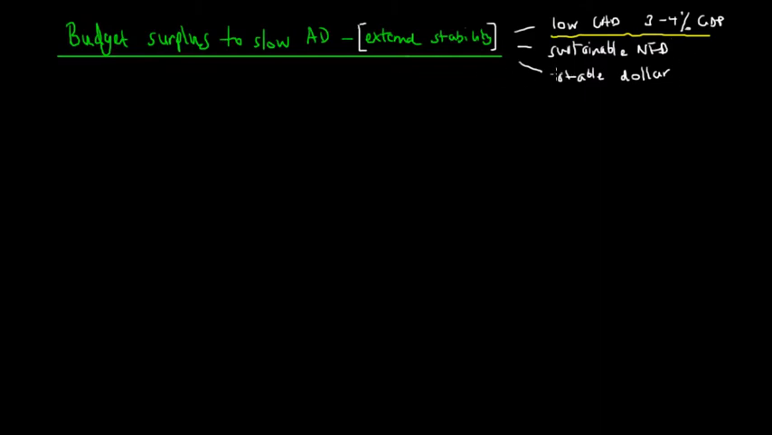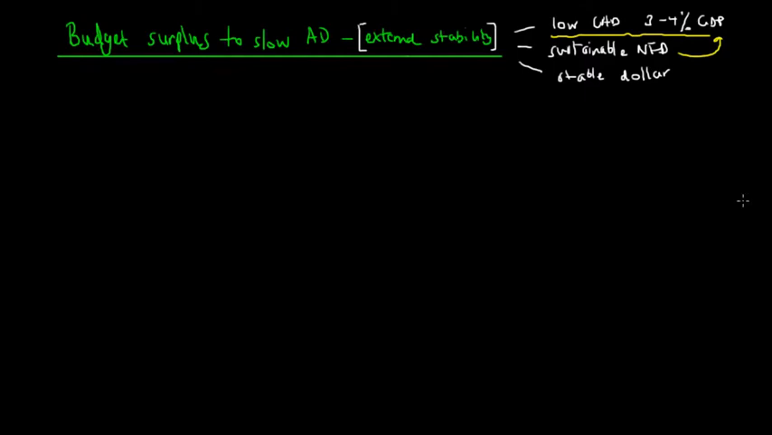So we're not going to worry about sustainable net foreign debt because, as we know, net foreign debt is closely tied with this idea of a low current account deficit, and similarly, the stable dollar again is tied with this idea of achieving a low current account deficit.